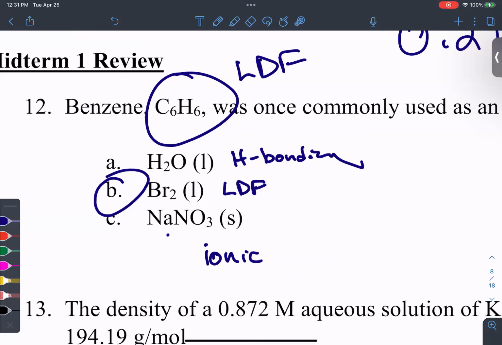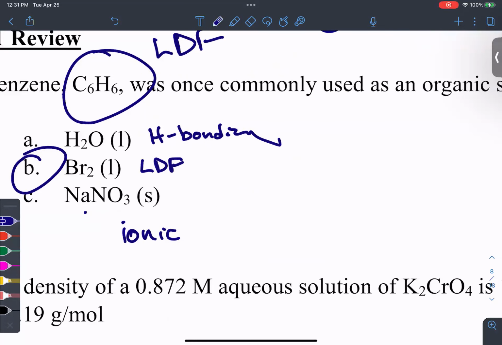Okay, so you guys said that things mix when IMFs are similar. That's like how biologists talk about mixing, where they say "like dissolves like," but that's kind of wrong a little bit. Let's think about it. Will sodium nitrate dissolve in water? Yeah, salts dissolve in water. Do they have similar IMFs? No. Does sodium nitrate have hydrogen bonding? Then why does it mix?